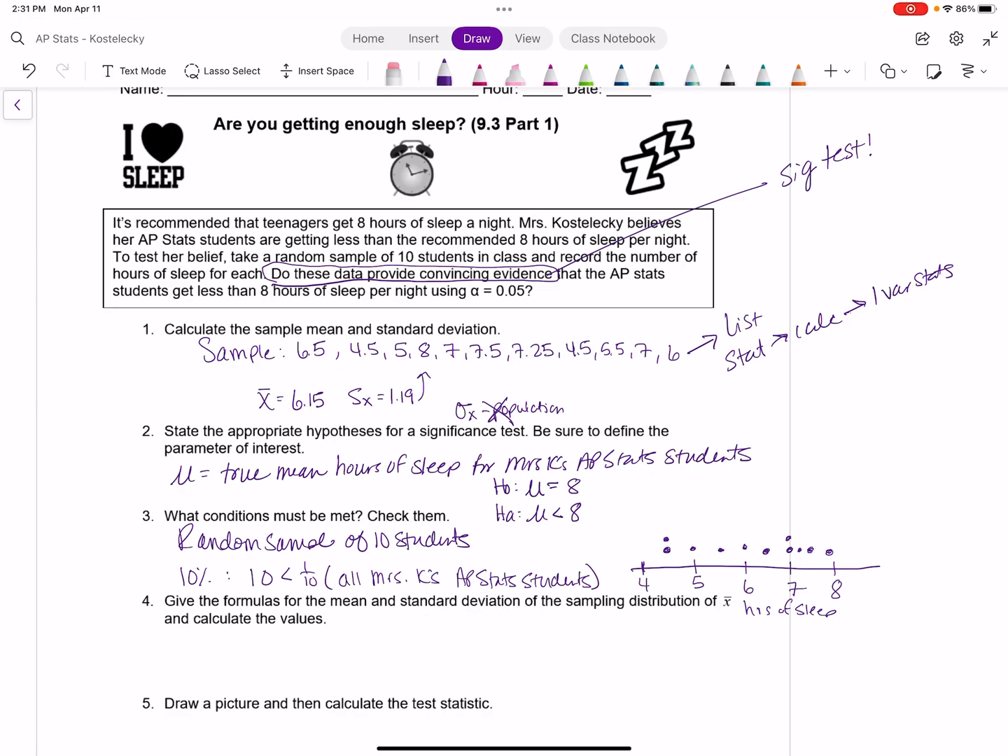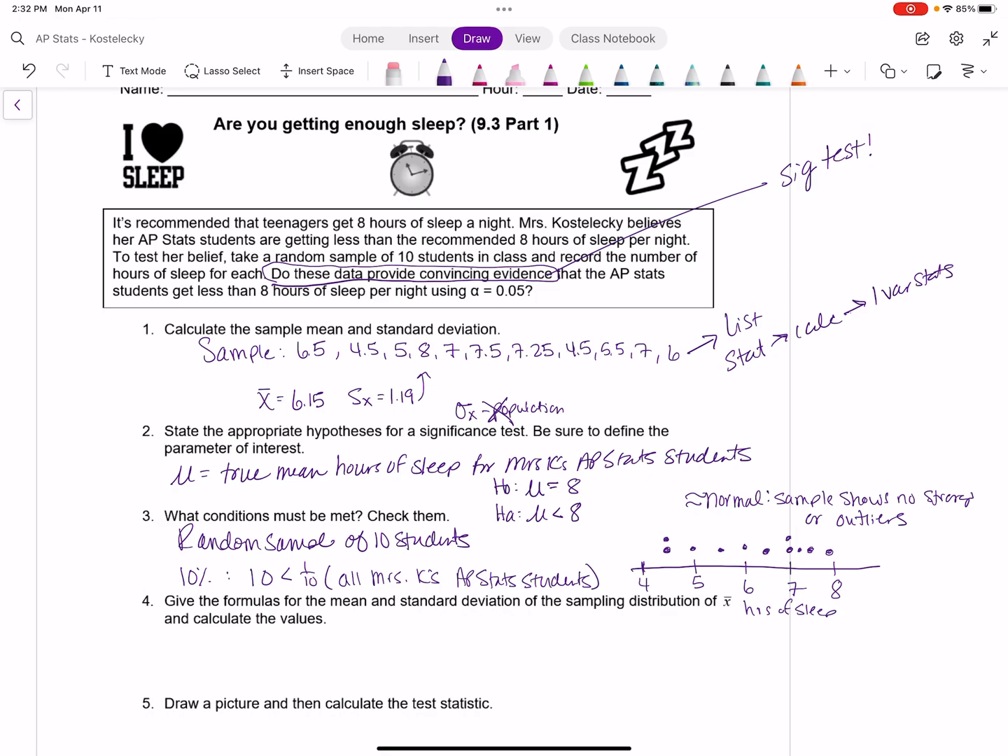Okay, here's my dot plot, and what am I checking for this? I'm just going to say approximately normal, and sample shows no strong skew or outliers. Okay, so if we don't see strong skew or outliers in our sample graph, then we're going to continue as if it's an approximately normal sampling distribution.